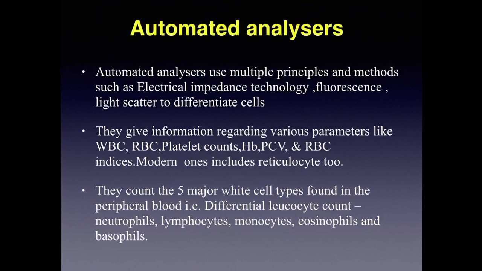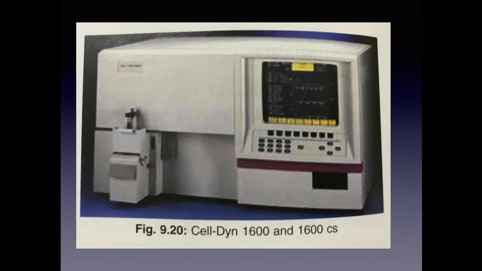Then apart from that, they give information regarding the hemoglobin percentage, PCV and RBC indices. The modern ones can give information regarding the reticulocyte count also. So they can be either a 3-part differential or a 5-part differential. Depending on the type of the leukocytes, they can differentiate. So 5-part differential will give neutrophils, lymphocytes, monocytes, eosinophils and basophils, whereas 3-part you're going to get it as granulocytes, lymphocytes and monocytes.